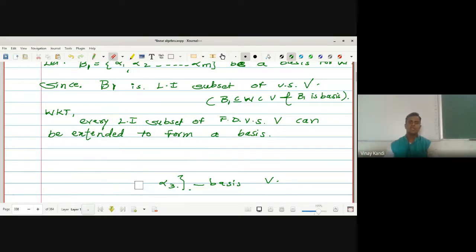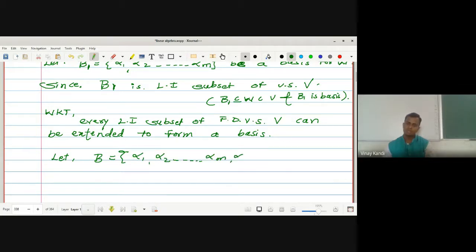So here there are m vectors in B1, and every linearly independent subset can be extended to form a basis of V. So let B be equal to alpha 1, alpha 2, up to alpha m, and I am adding the vectors alpha m plus 1, alpha m plus 2, up to alpha n, because m is less than n here. Let B be a basis for V. Any doubt?